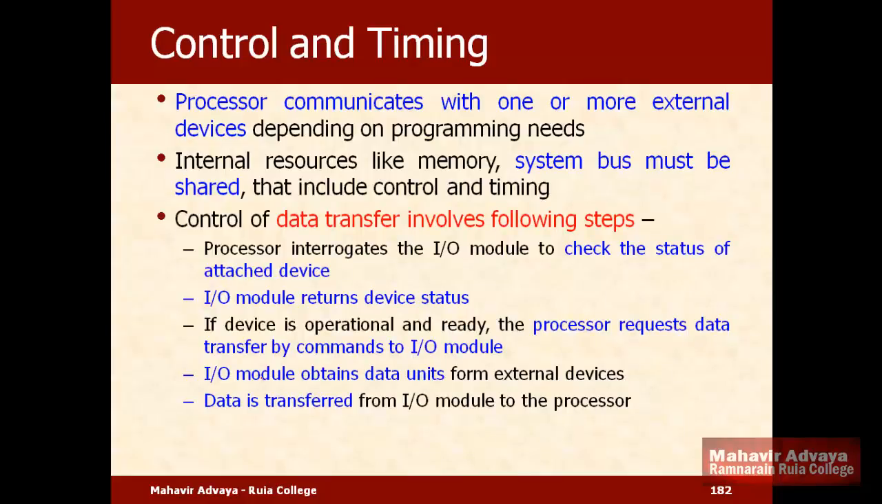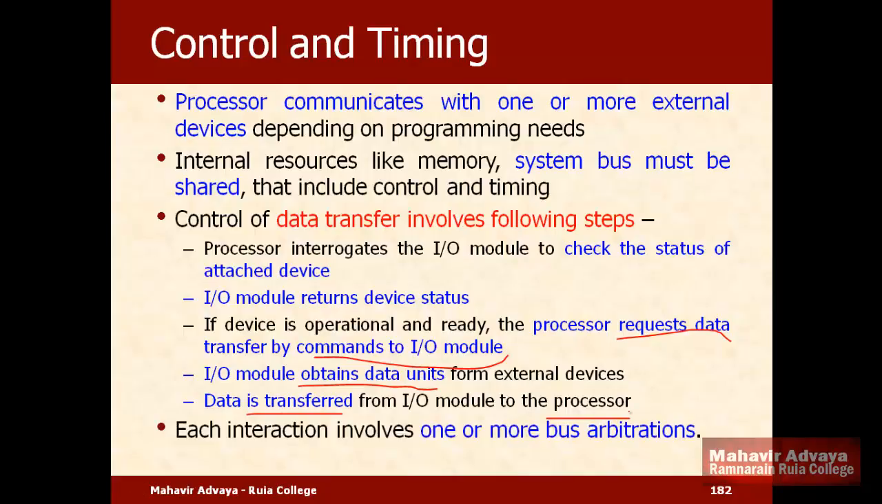The control of data transfer involves the following steps. The processor checks the status of the attached device. The processor interrogates the input-output module to check whether the device is ready or not. The module returns the device status. If the device is operational and ready, the processor will request the data transfer by sending commands to the module. The IO module obtains the data units from the external devices, and the data is transferred to the processor. This is how the control and timing functionality of the IO module executes.